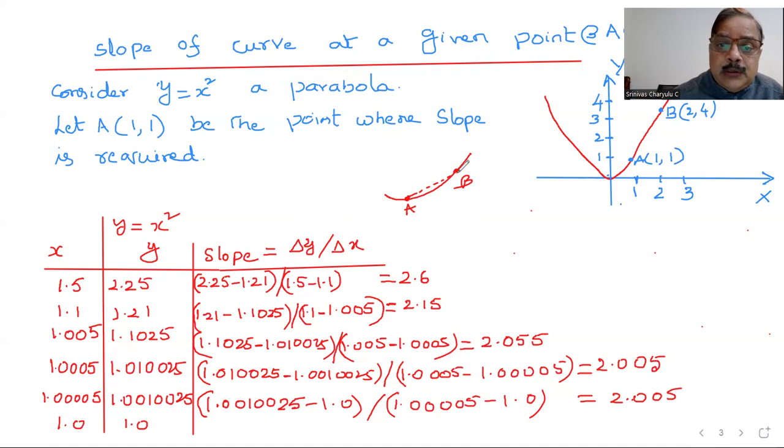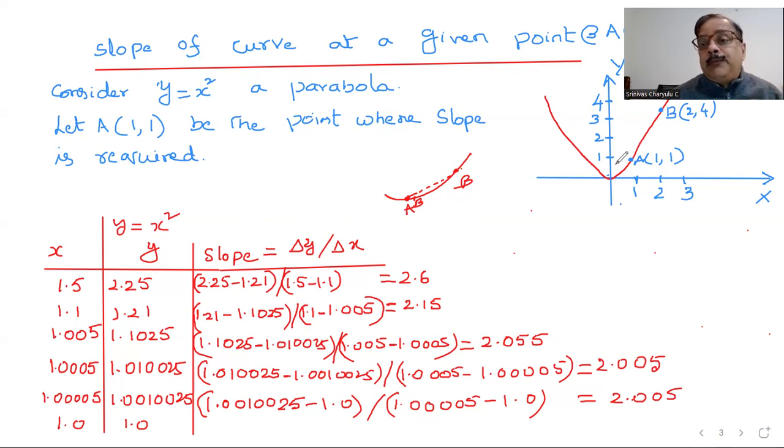For that, what I do, I will move this point very close to A, an infinitesimally small distance from A, and then apply the limit theory there and get the slope. Let us see how I am doing here. For example, we'll take y is equal to x square, and we wish to find out the slope at (1, 1). That is our idea.